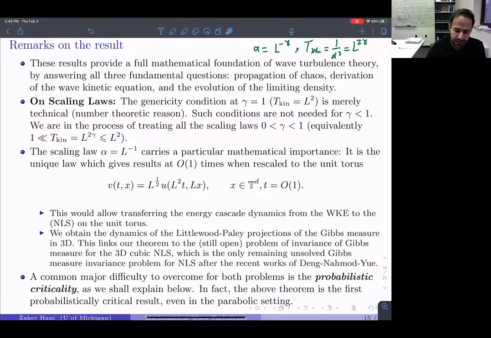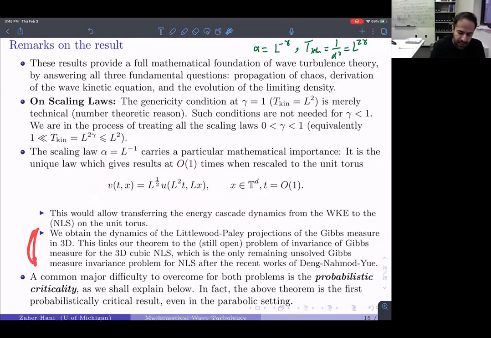So why did we start with the scaling law alpha equals L inverse? Because it carries a particular importance: in this setting, the kinetic time scale is L squared. What this means is that you're talking about solutions on the torus of size L at time L squared, which means that you can rescale this to the unit torus. So if you define V to be this quantity, then V solves the cubic NLS equation on the unit torus. This scaling law would allow us to transfer, for example, energy cascade dynamics from the wave kinetic equation to the NLS on the unit torus.